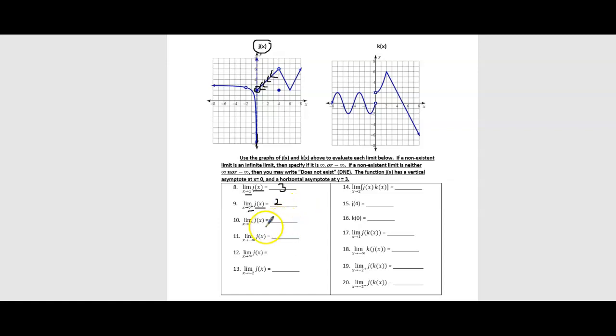Now number 10 is asking us to do the same thing, approach 0 for the j function, but this time we're doing it from the left. So if I were to approach this vertical line at x equals 0 from the left side, we run into a little problem because the graph never actually reaches a point. It just keeps going down farther and farther, and that's because there's a vertical asymptote there. So as x approaches 0 from the left, the y value gets lower and lower and lower indefinitely. And so for that, we're going to go ahead and put negative infinity.